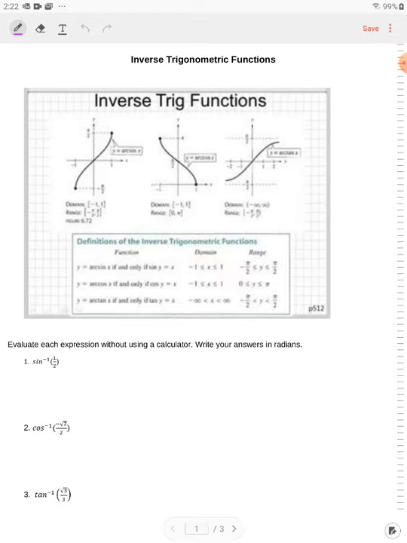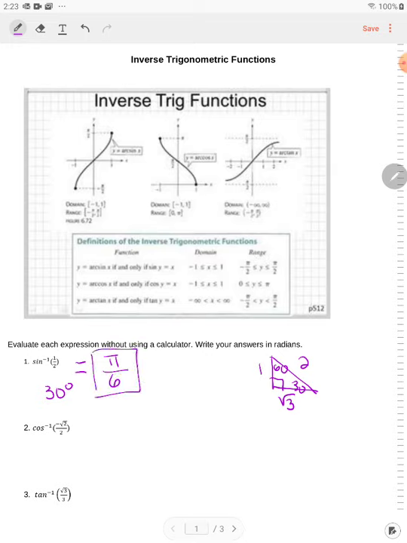Okay, so the first one says sine inverse of 1/2. Well, 1/2 is positive, so that would be in quadrant 1. So we can find this answer either by unit circle, or x, y, and r, or we can go back to our 30, 60, 90. I know it says radians. And sine is opposite over hypotenuse, which would be 30 degrees, which would be pi over 6. So our answer is 30 degrees, which would be pi over 6.